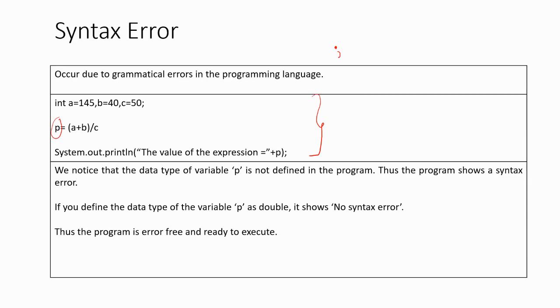If you define the data type of the variable, it shows no syntax error. So, after defining the data type of the variable p, the program is error free and ready to execute. Also, a semicolon is missing after this statement. This also could lead to a syntax error.